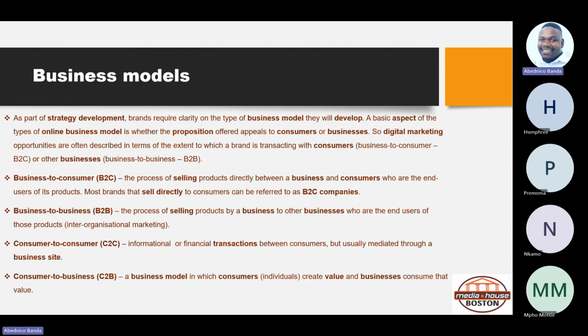Then we've got a consumer to consumer model. This is informal or financial transactions between consumers, but usually mediated through a business site. So which one would be this? Consumer to consumer. Mediated through a business site.